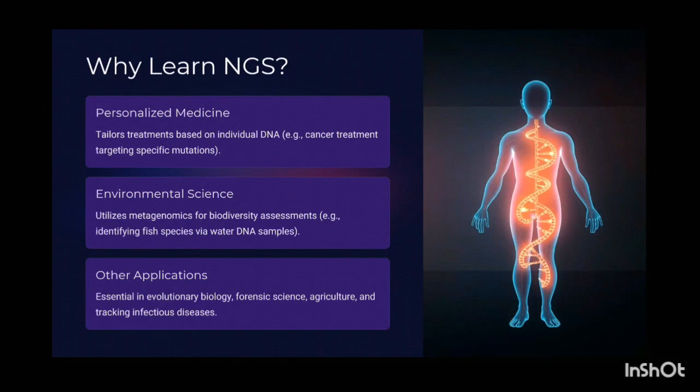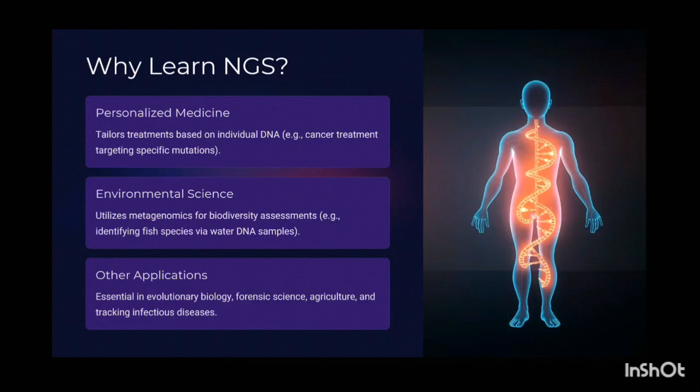NGS is also essential in evolutionary biology, and also in forensic science, agriculture, and more. It allows us to study genetic variation in populations, track the spread of infectious diseases, and improve crops by identifying beneficial genetic traits.